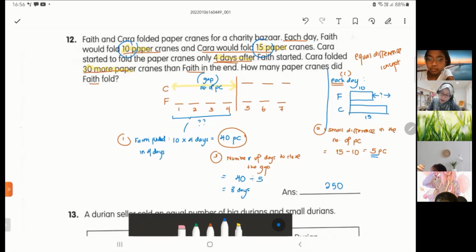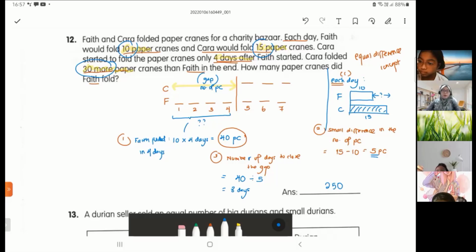So the next one, Kara folded 30 more paper cranes than Faith in the end. If you look at each day, Kara, one day is more already, right? That's why in the end, she will also fold more, because in the first place, for every day, Kara folds more. So common sense means Kara will have more eventually, because in one day, she has more folded paper cranes. Even though she starts later, because she folds more, of course, she's going to catch up a lot faster.